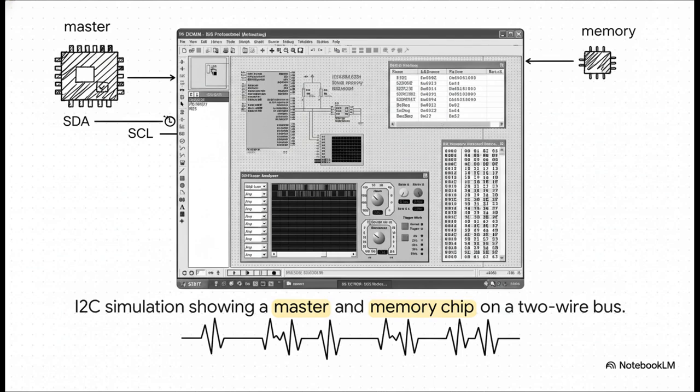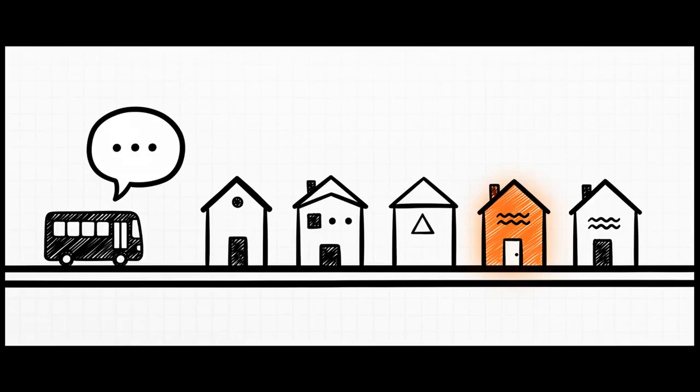But wait a minute, if there's no slave select wire, how does the master pick who it talks to? Well, here the analogy shifts from a business meeting to a city bus route. Imagine all the devices are like houses sitting on the same two streets. Instead of running a private driveway to each and every house, the bus driver, that's our master device, simply gets on a loudspeaker and shouts out an address, "Hey, I'm talking to house number 7." And only house number 7 opens its door to answer. This is all done in software, with addresses instead of physical wires.